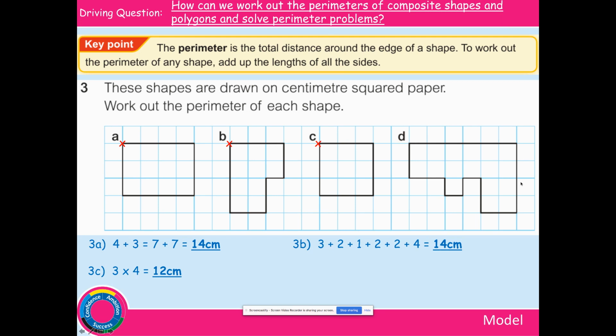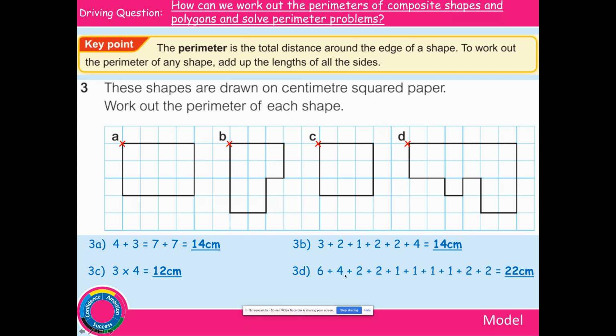Okay, this one, we've got sort of like a lying down F shape here. Again, we've got to show where we're going to start. 1, 2, 3, 4, 5. I've got 6 along the top, 4 down here, 2, 2, 1, 1, 1, 1, 2, and 2 to get back to where I started from.